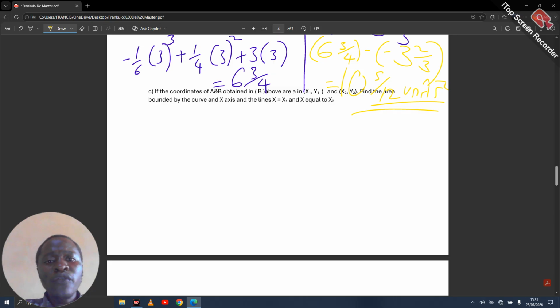If the coordinates of A and B obtained in B above are x1, y1 and x2, y2, find the area bounded by the curve and the x-axis and the lines x equal to x1 and x equal to x2. Never be afraid of a question.